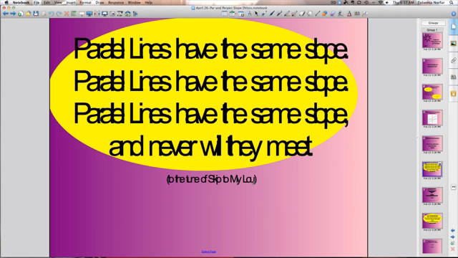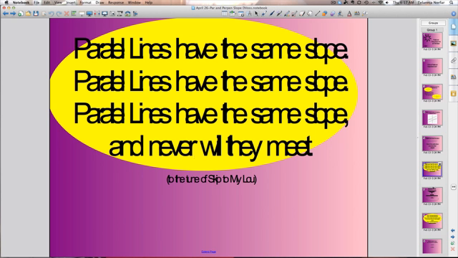Skip to the loo, my darling. Skip to the loo, my darling. So basically this has the same tune, but we say parallel lines have the same slope. Parallel lines have the same slope. Parallel lines have the same slope, and they will never meet. Or never will they meet, sorry. So parallel lines have the same slope. Parallel lines have the same slope. Parallel lines have the same slope, and never will they meet. So you try it. Everybody sing along with me. Parallel lines have the same slope. Parallel lines have the same slope. Parallel lines have the same slope, and never will they meet.